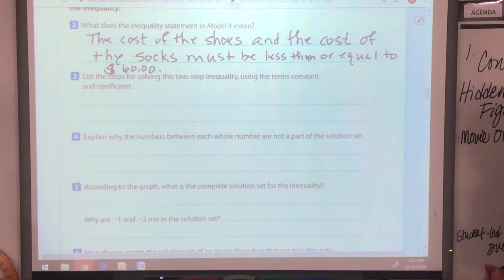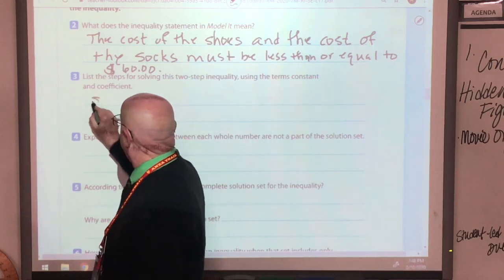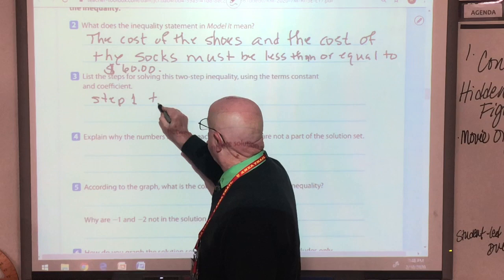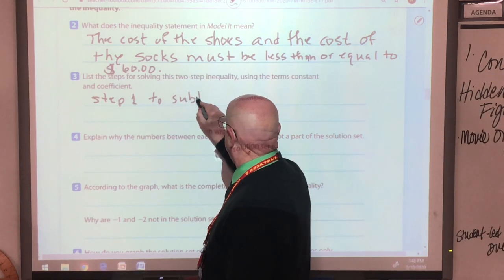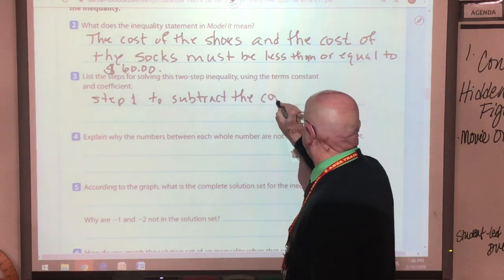So the steps for solving this inequality using the terms constant and coefficient. So we need to list those steps. So step one was to subtract the constant from both sides.